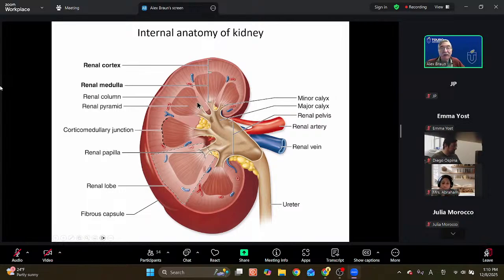Each papilla of the medulla discharges into a minor calyx. Several minor calyces join together to form a major calyx. Then the major calyces join together to form the renal pelvis, which is funnel shaped and narrows down to form a ureter. The pelvicalyceal system is lined by urothelium or transitional epithelium, which we will see more of later, but it is a type of epithelium specialized to be able to be stretched by distension from urine.